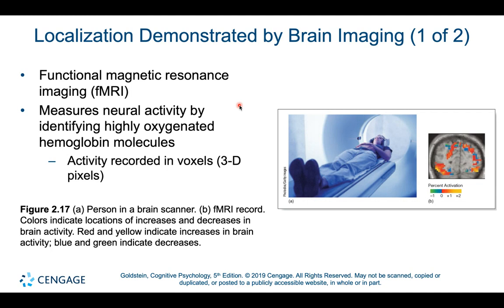Now, in the modern world, we can also visualize localization of function. The best methodology we have for that is something we've already talked about, fMRI, functional magnetic resonance imaging. It measures neural activity identified essentially by highly oxygenated hemoglobin molecules. Hemoglobin is a thing that's in your blood. So basically, fMRI is measuring oxygen and blood flow to the brain. It records activity in what we call voxels. Just think of them as pixels, or three-dimensional pixels.